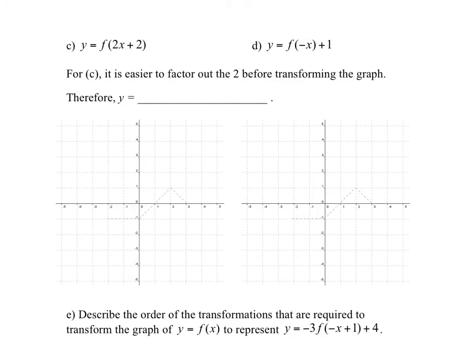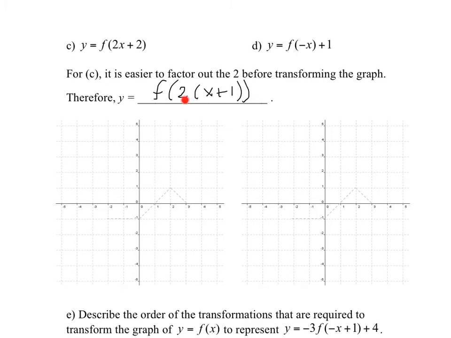And the last two, so in C over here, notice there's a 2x plus 2, and if you look back at our formula that had to be factored out, so we want to factor out this bracket here as much as we can. You'd like to have a 1 in front of your x. So for C, it is easier to factor out the 2 before transforming the graph. Therefore, y would equal f of 2 times x plus 1.